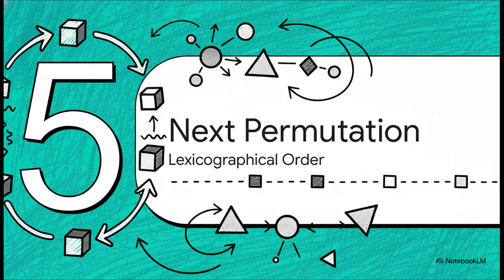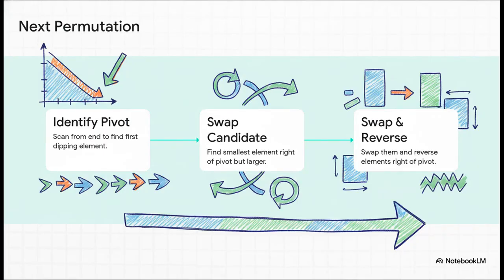Let's shift gears to Section 5, finding the next permutation. I know, finding the next lexicographical permutation sounds absolutely terrifying at first, but it's actually just a purely visual mechanical process that runs in O of n time and O of 1 space.